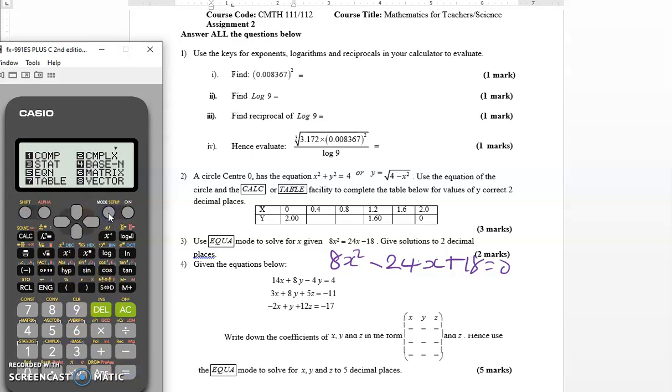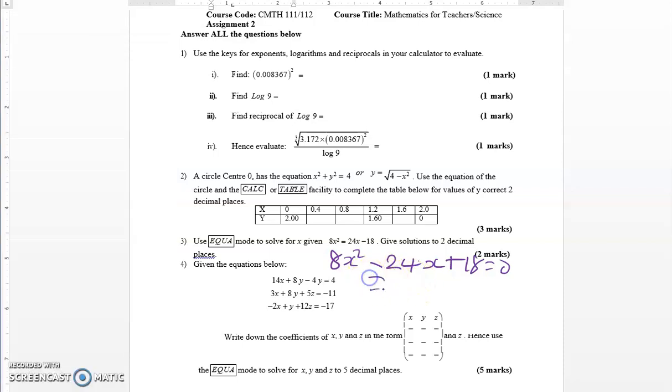So let's take the mode, and this is equation. Let's take option number 5, then take 3, and let's put our values. 8, equal, negative 24, equal, positive 18, equal, and that is equal to 0. So our answer x1 is 3 over 2, and x2 is also 3 over 2. So the solution to this is simply 3 over 2.